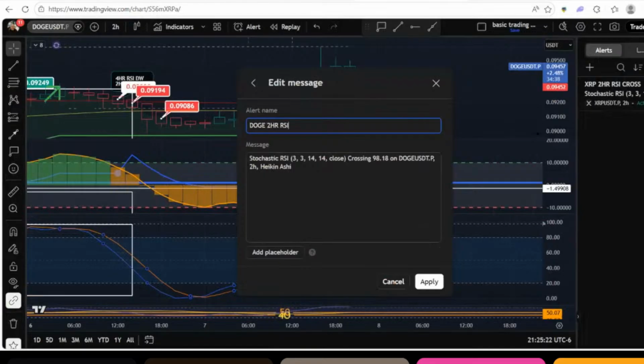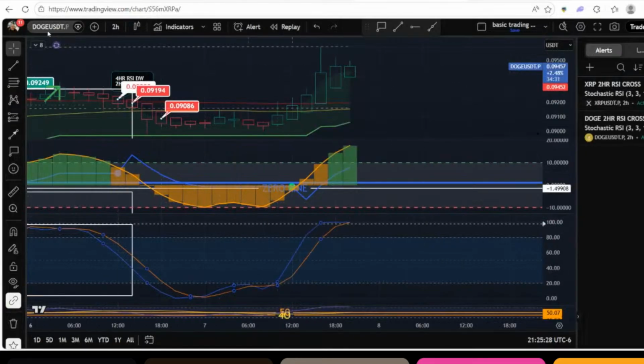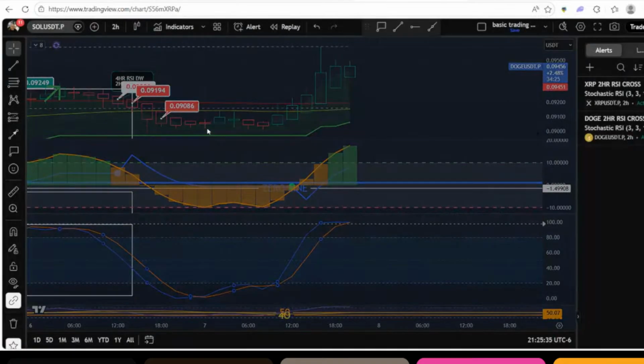2-hour RSI. Now I know what it means. It's crossing. So normally I don't put that in there, but I'm going to apply it. I'm going to create. And now I need to slide over to my other coin that I like to trade, which is going to be Solana. I'm going to jump in there.